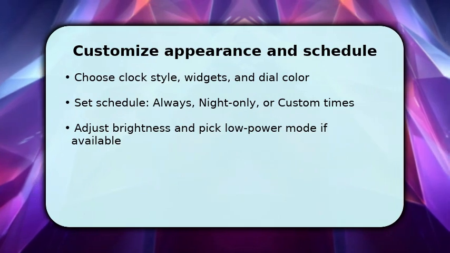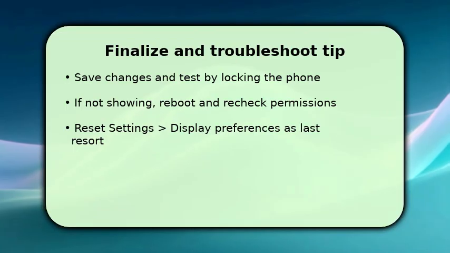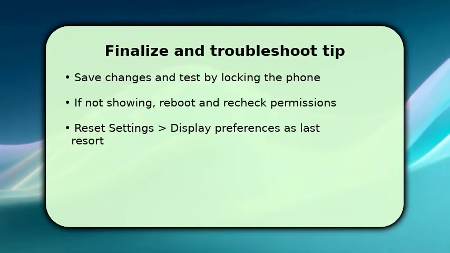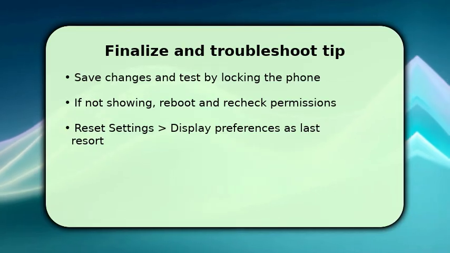Finish by saving changes and testing. Lock the phone and glance at the screen to confirm the always-on display appears. If it doesn't show, reboot the device and recheck lock screen and notification permissions. Sometimes a restart applies changes.